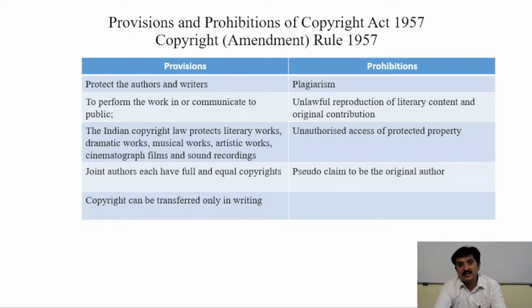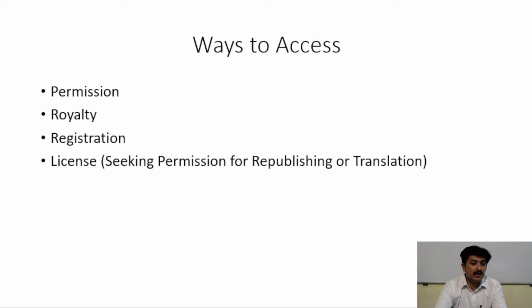So going to my next slide, what are the ways in which you can get access to the information which is under copyrights, with copywritten material, copywritten content? There are various ways in which you can access the copywritten material. One is the permission. You can write to the original author.